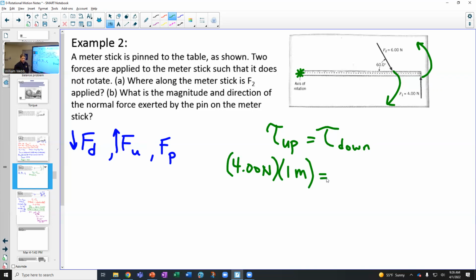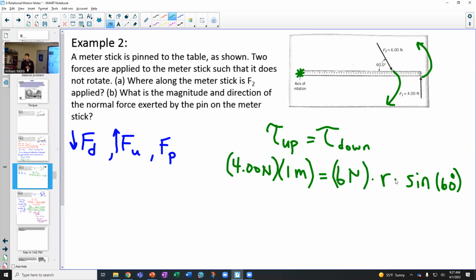How about the other force? 6 newtons. Another force. What's next? Okay, we've got the sine of 60. And the thing we don't know is the r, right? But because I know the angle, and because I know both forces, and because I know the distance of the other, there's only one missing variable. So go ahead and find r. What are you coming up with when you solve for r?